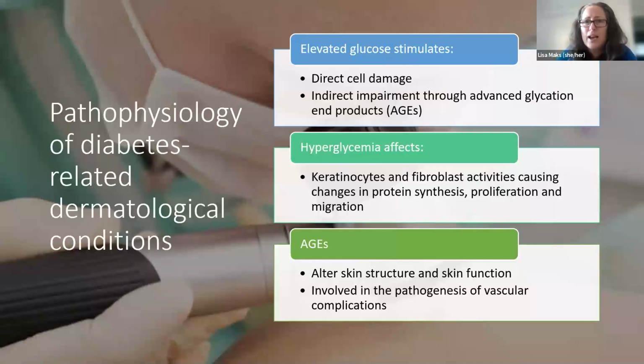High blood glucose stimulates direct cell damage and indirect impairment through advanced glycation end products, or AGEs. And those AGEs alter the skin structure and skin function, and they're also involved in the pathogenesis of vascular complications. High blood glucose also affects keratinocytes and fibroblast activities, and that changes the protein building and the proliferation and migration of protein as well.